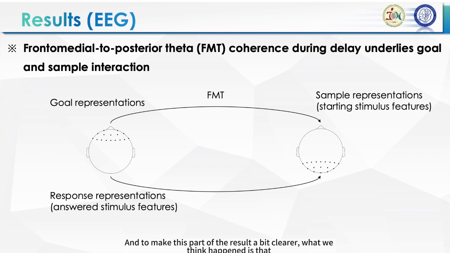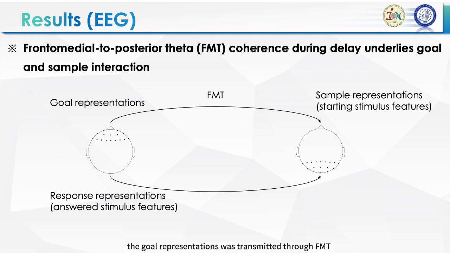And to make this part of the result a bit clearer, what we think happened is that the goal representations were transmitted through FMT from frontal channels to posterior channels where the sample representation is stored. And the response representations also formed frontally and relied on the FMT to modulate the sample stimulus representation.